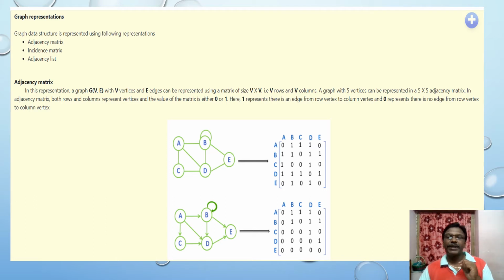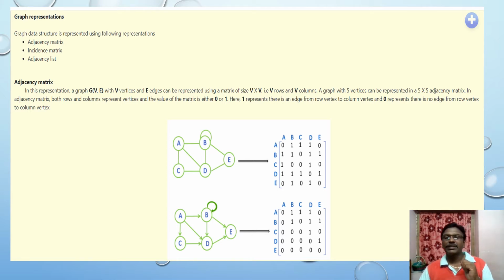The second one, B. B is connected to itself with a self loop, that is B to B. In the same way B to A is connected, B to D is connected, B to E is connected. So B to A is connected, so 1. B to B is a self loop, so 1. B to C cannot be connected, so that is 0. B to D is connected, that is 1. In the same way B to E is connected, so that is also 1.